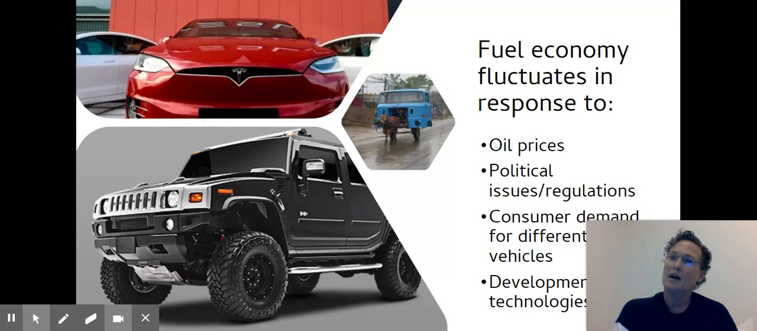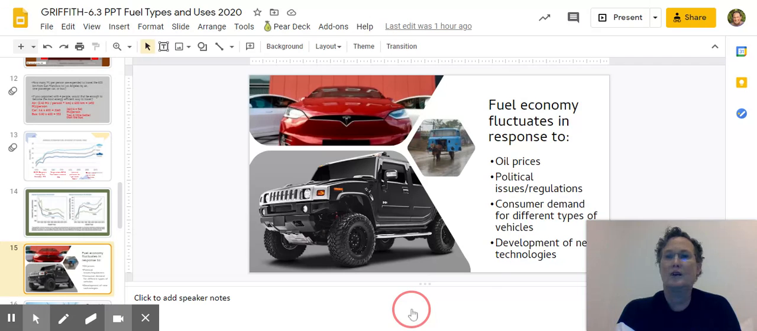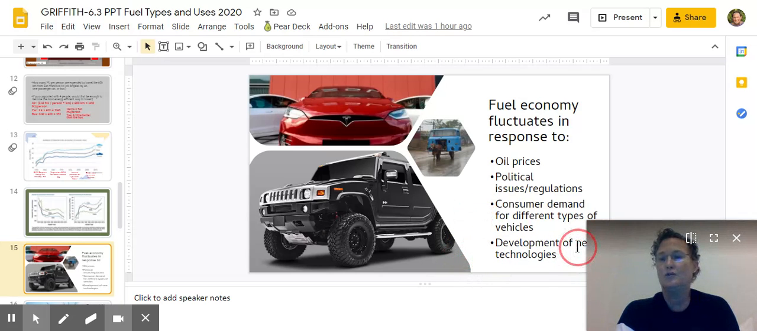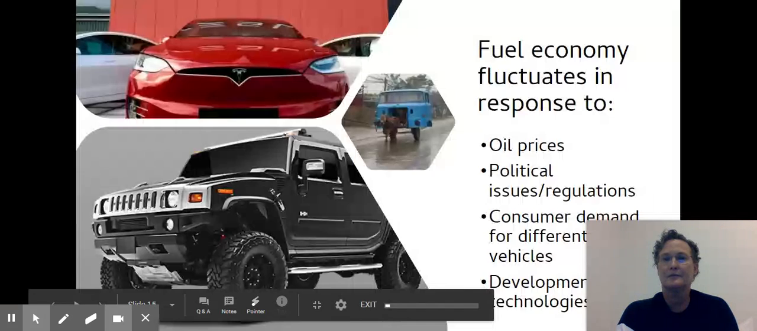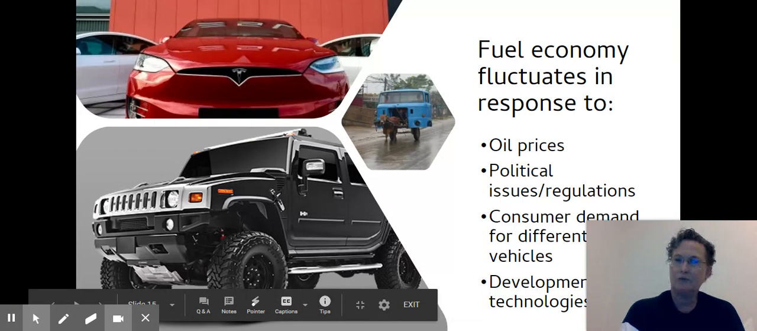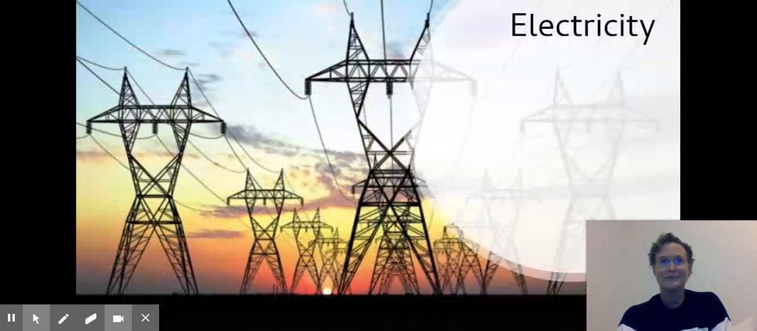So now fuel economy fluctuates. What does it fluctuate in response to? It fluctuates in response to oil prices, political issues and regulations, consumer demand for different types of vehicles, and development of new technologies. All right, so you want to write that down, development of new technologies. So that's what the fuel economy fluctuates in response to. It should also fluctuate in response to environmental issues, but we haven't been as good at communicating that.